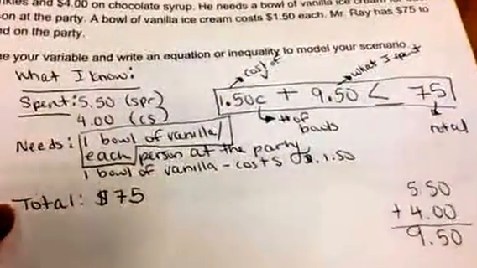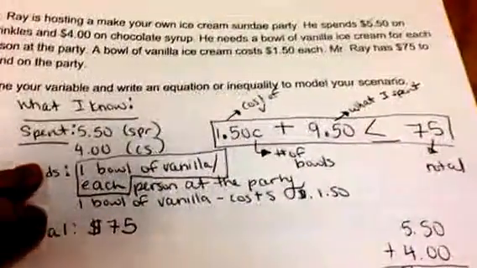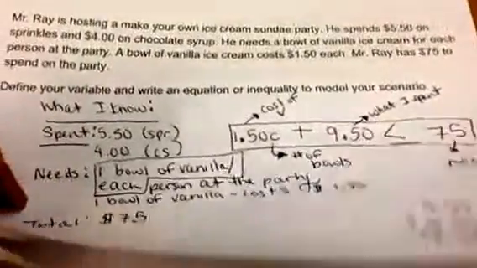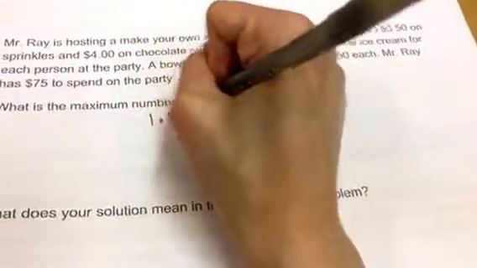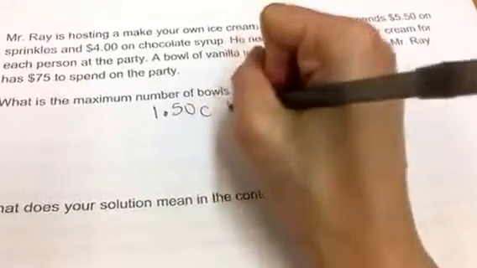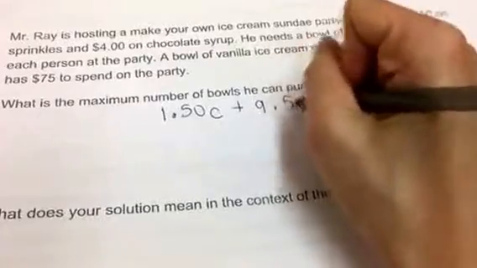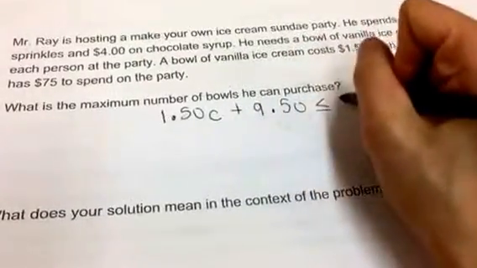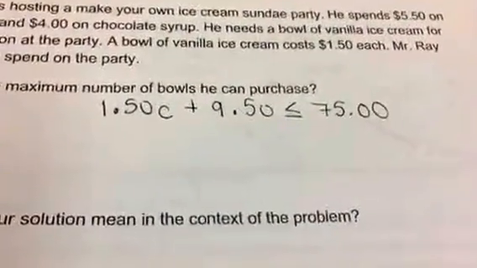It is a lot of thinking, and sometimes it helps to put that thinking on the paper because it just helps you to be more organized. Okay, so the next part is going to be for solving that inequality. My inequality statement was 1.50C plus 9.50 is less than or equal to $75. Now, what I want to do is solve for C.